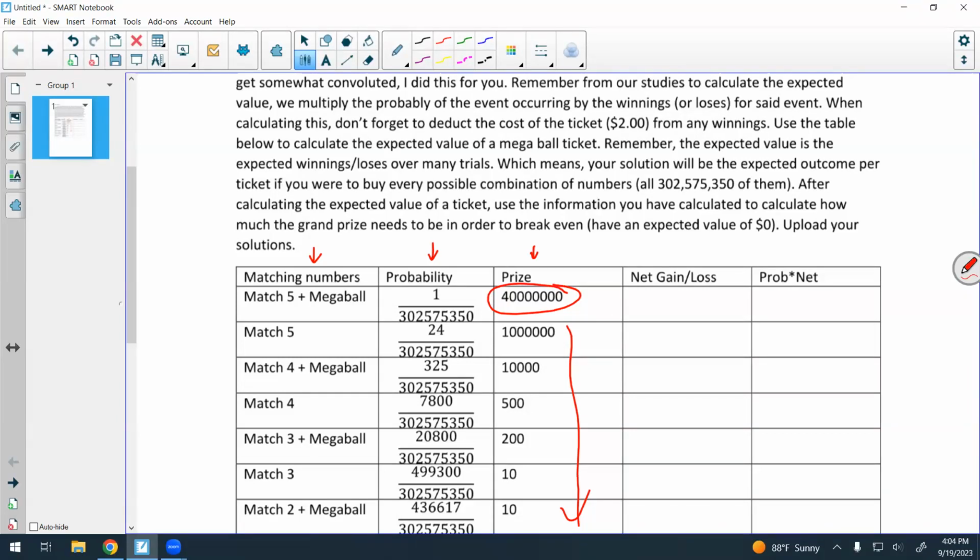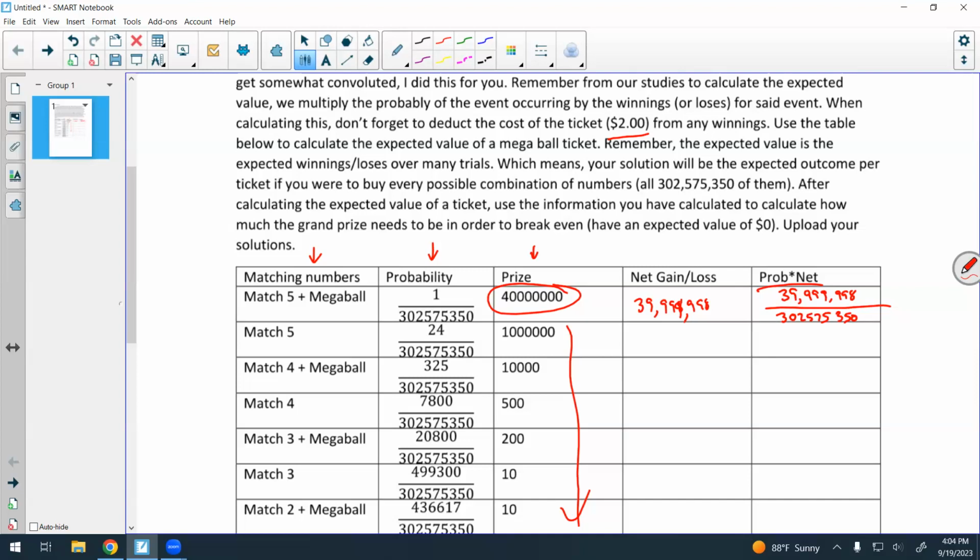So next we need to calculate a net gain or loss. Ticket is $2. So if the prize is 40 million and we paid $2 to get the ticket, our net gain is $39,999,998. Right? And then I tell you what to do, take the probability times the net. So we would have 39,999,998 over 302,575,350.